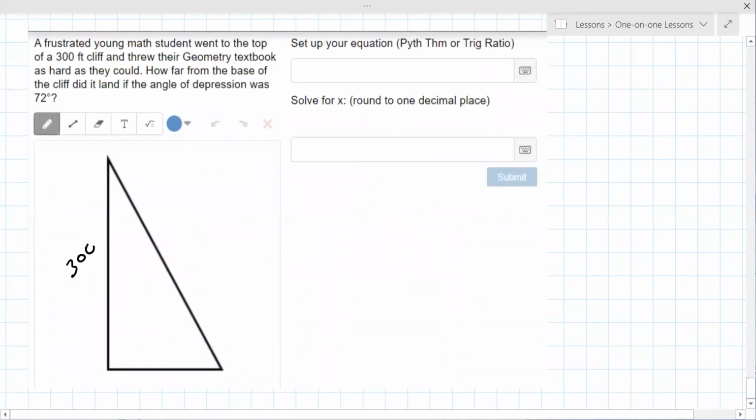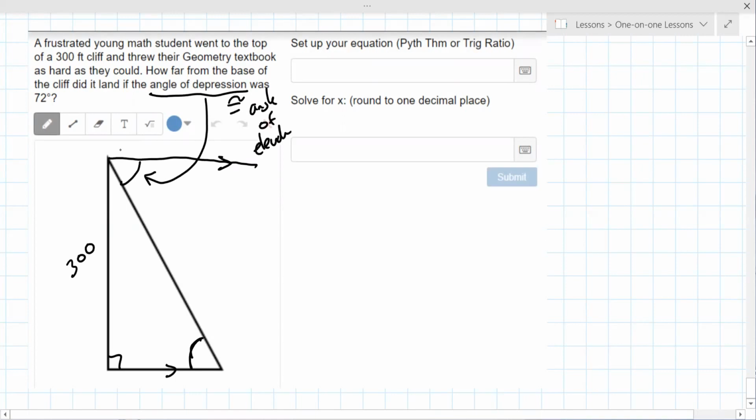Okay. Went to the top of a 300-foot cliff. So we assume that 300 feet is the height, and threw their geometry book as hard as they could. If the angle of depression, which is such a weird name, this is the angle of depression, by the way, it's this one right here. And because this line is parallel to this line, the angle of depression is congruent to the angle of elevation. So if they give you this number, you immediately put it here. If they give you this number, you immediately put it there.